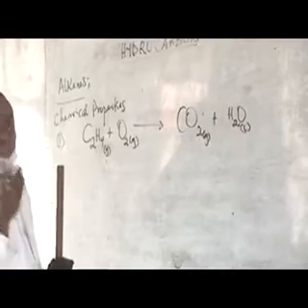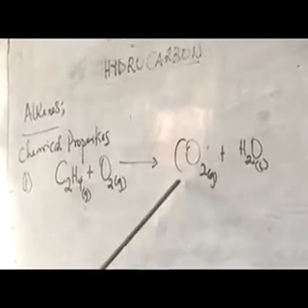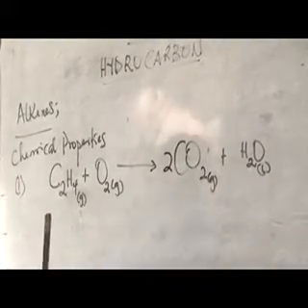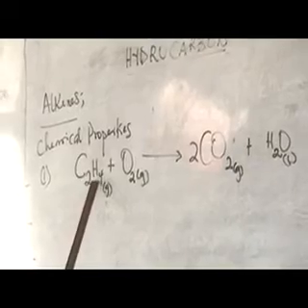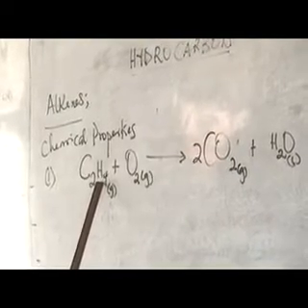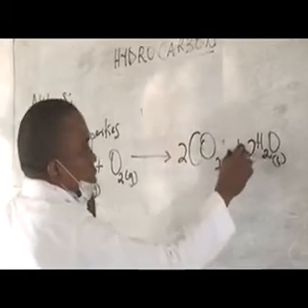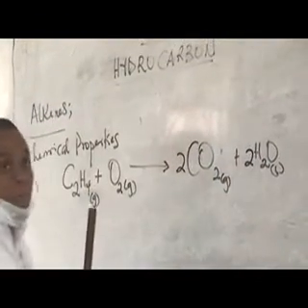And so in balancing our equation, we have 2 carbon here. And here we have 1 carbon. So let's balance up our carbon. For the hydrogen, we have 4 hydrogen here. And here we have 2. If we have 2, we make it up to 4.